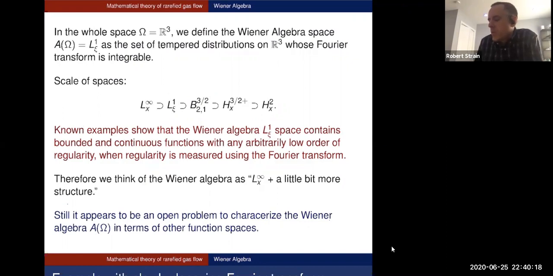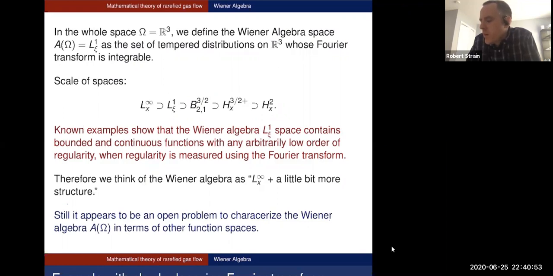Known examples show that the Wiener algebra L1 of the Fourier transform space contains bounded and continuous functions with arbitrarily low order of regularity, when regularity is measured using the Fourier transform. And I'll show you an example in a second. So we think of the Wiener algebra as L infinity plus a little bit more structure. We think of it as a space that does not contain regularity, although it does contain bounded continuous functions.